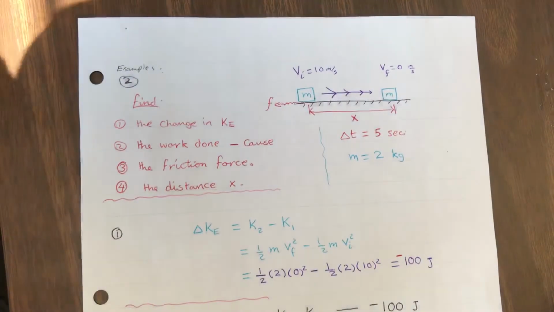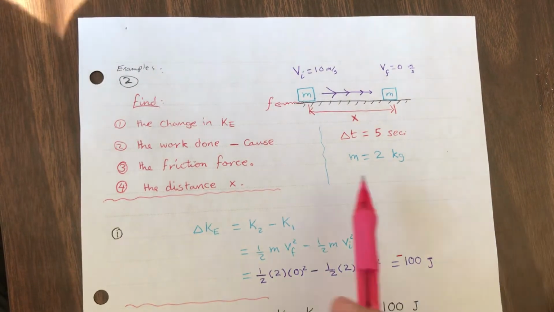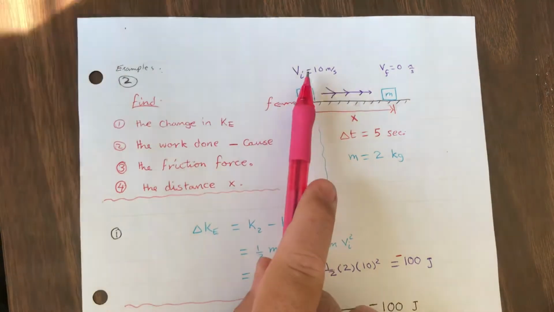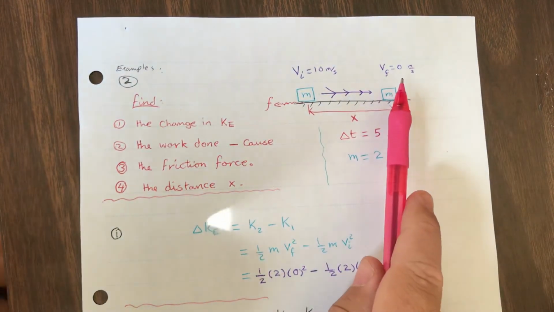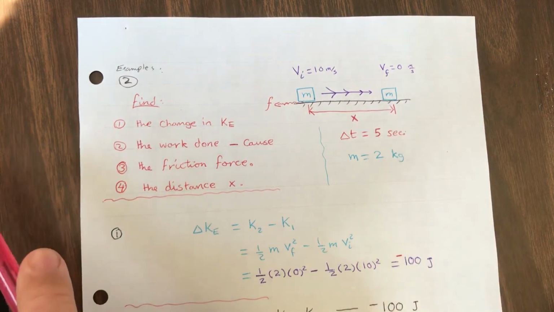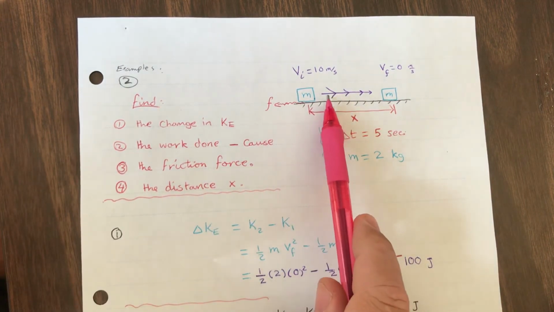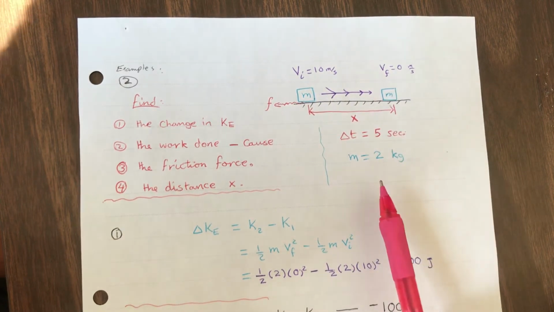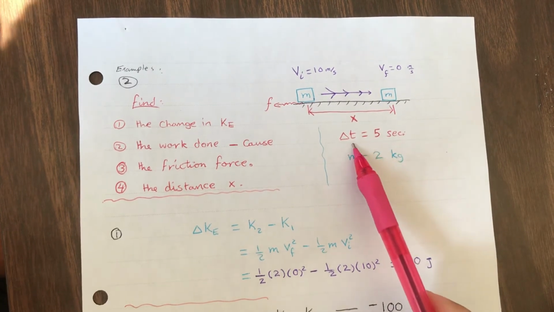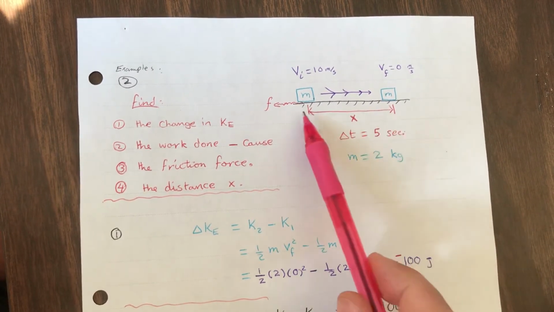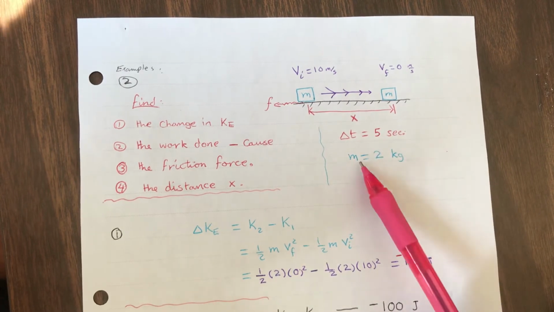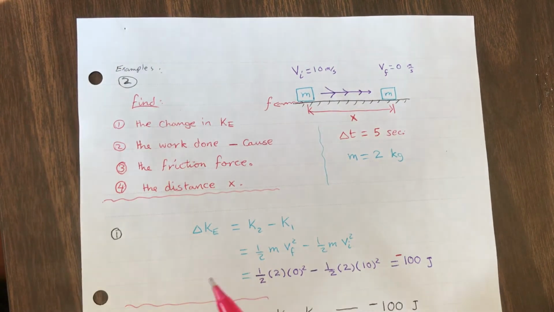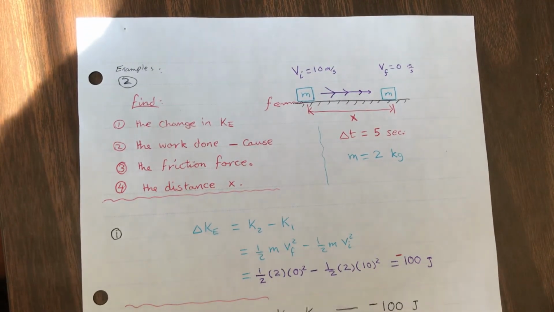Another example. If we have a moving mass, its initial velocity is 10 meters per second, and its final velocity is 0 meters per second. So its velocity, as we see, decreases to reach 0 velocity. The time during this motion is 5 seconds, and the mass is 2 kilograms. We need to find many things. We know many relations to use to find anything we need.